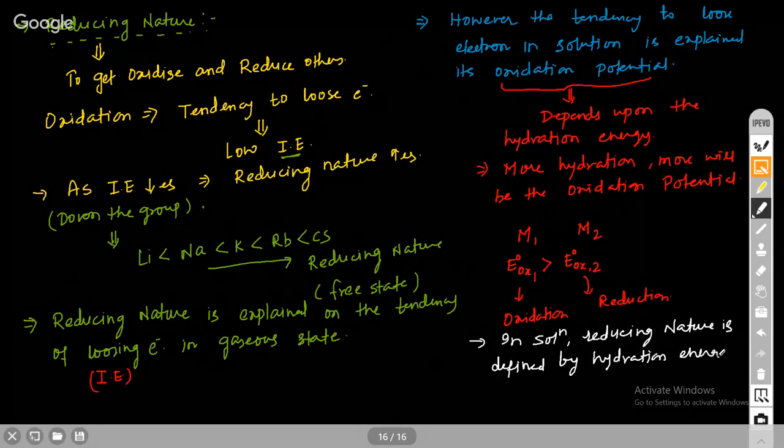And we know hydration energy is maximum for Li+. Hence, the order of reducing nature in solution will be reverse of that, and it will be maximum for Li+, then Na+, K+, Rb+, Cs+, etc. Is it clear? Understood?